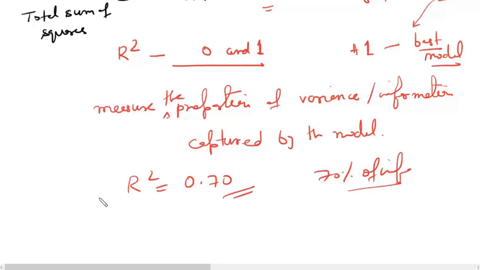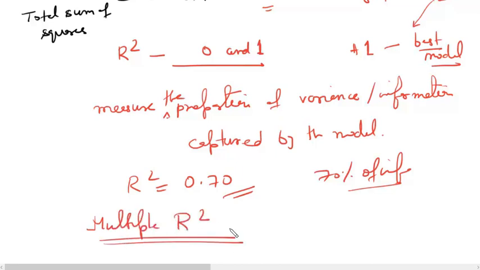This R-square is also known as multiple R-square. So this is the interpretation of multiple R-square. The higher the value, the better it is.